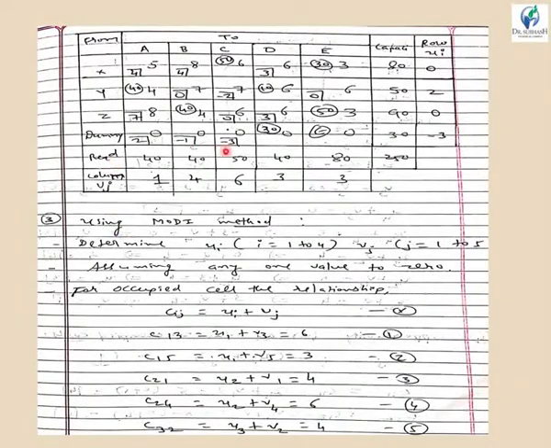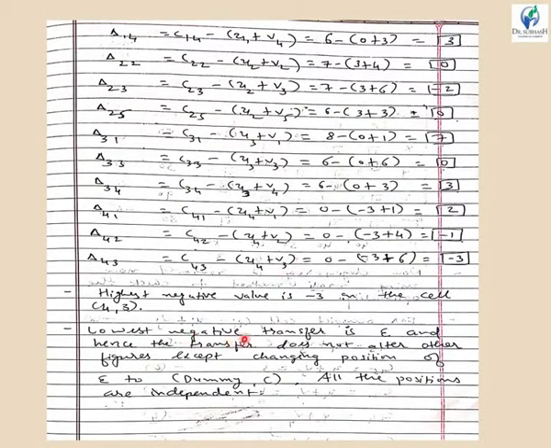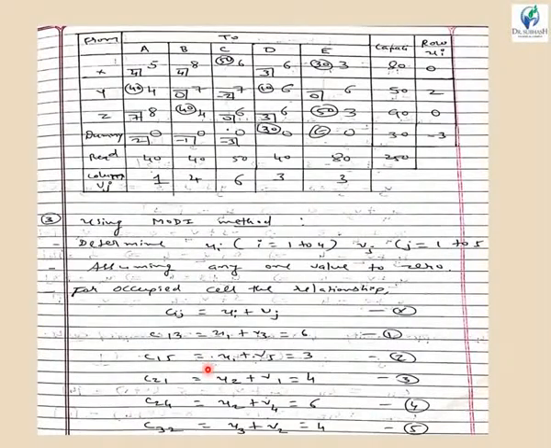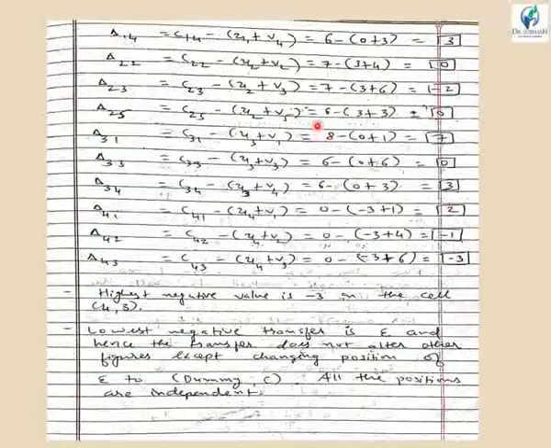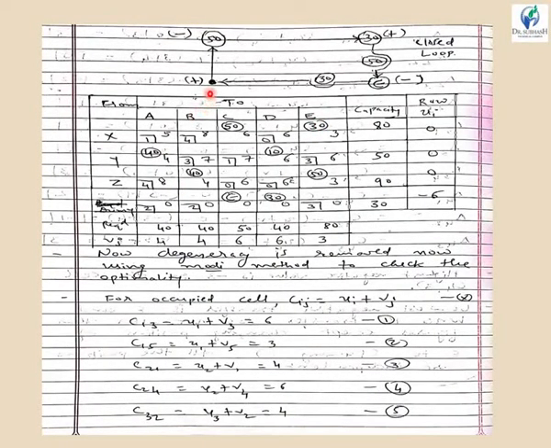You can see over here, cell 4-3. This is the highest negative value in terms of digit. The lowest negative transfer is epsilon, and hence the transfer does not alter the figures except changing the position of epsilon to the dummy cell. All the positions are independent. Now we will draw the loop from this point and we will see what happens. This is the point where we had the highest negative value, that was minus 3. This is our starting point, so we will put a plus sign over there.